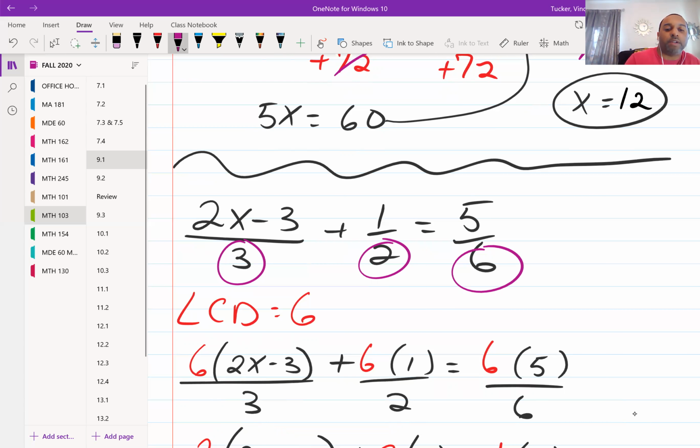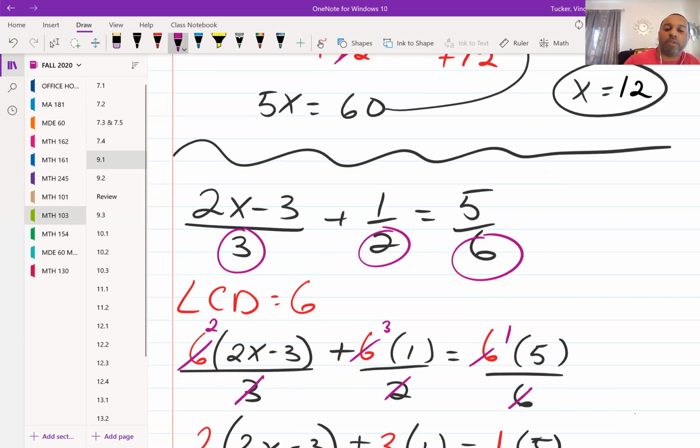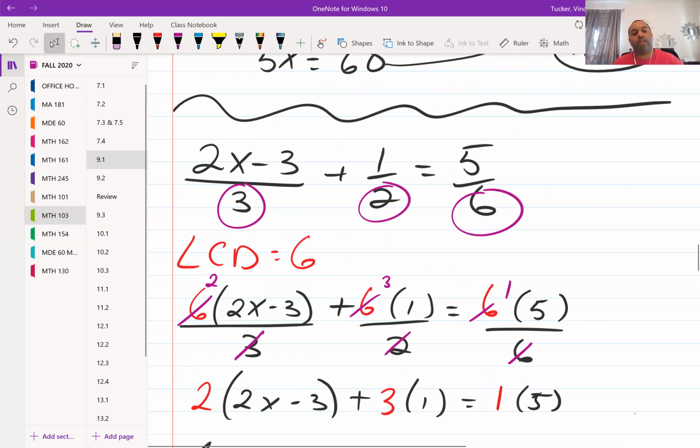So what's going to happen there is 3 is going to go into 6, leave you with 2. 2 will go into 6, leaves you with 3. 6 goes into 6 and leaves you with 1. And so we have that expression right there left over after your denominators cancel out. 2 times the quantity of 2x minus 3 plus 3 times 1 equal to 1 times 5.